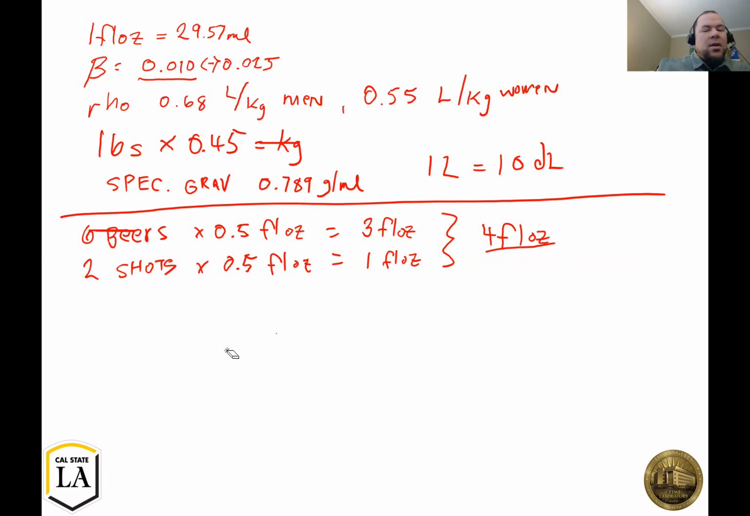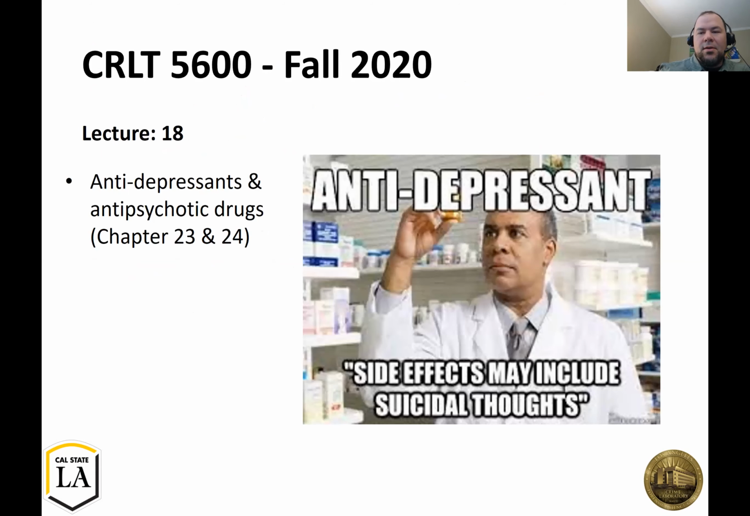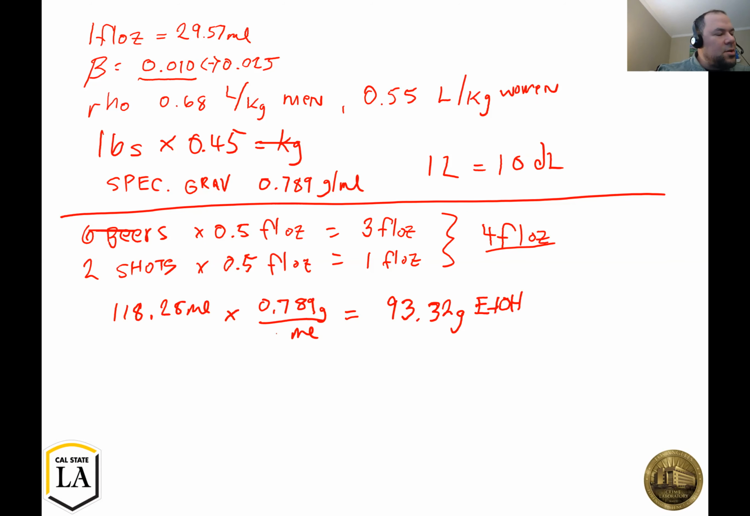So, all right, let's finish up here. We got 118.28 milliliters of pure ethanol. Then we multiply that by the specific gravity of ethanol, which was given. And that calculation comes out to 93.32 grams of ethanol, total grams of ethanol in this drinking session. So that's their drinking session.